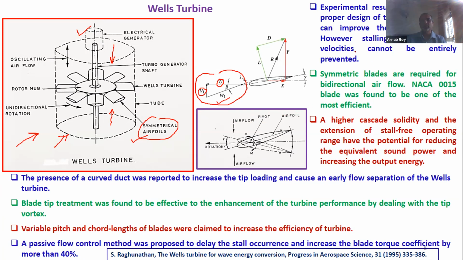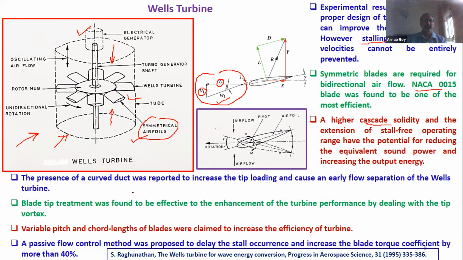But the unfortunate part is that when the axial velocities become large, the blade stalls, and therefore it becomes aerodynamically ineffective to generate this torque. A lot of airfoil sections have been tried, but one of the most successful ones has been the NACA 0015 blade. When you increase the solidity of the cascade, that means you put in more blades and you have more number of blades filling up that annular area, usually the performance increases.